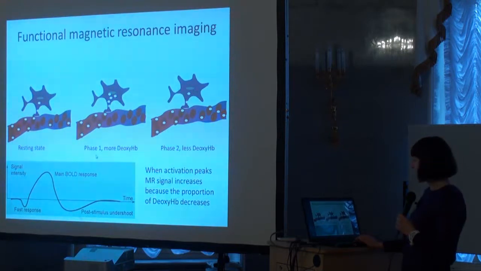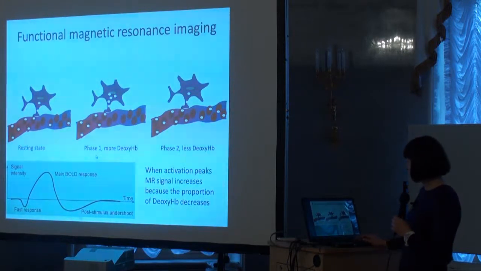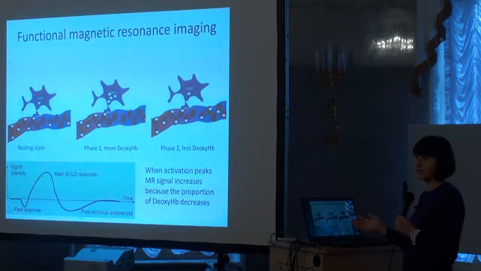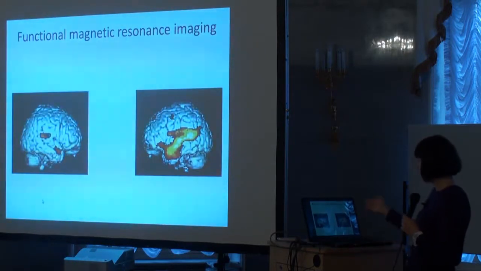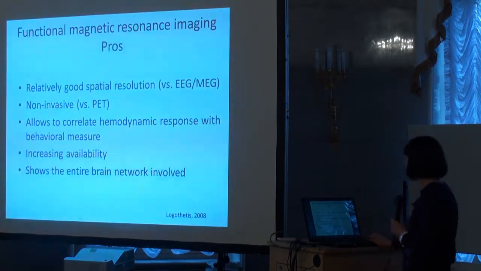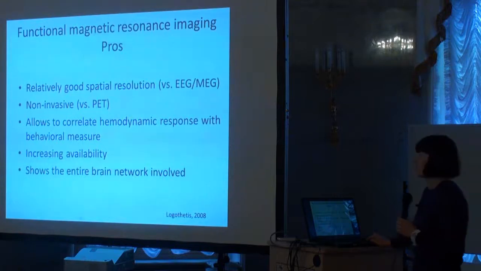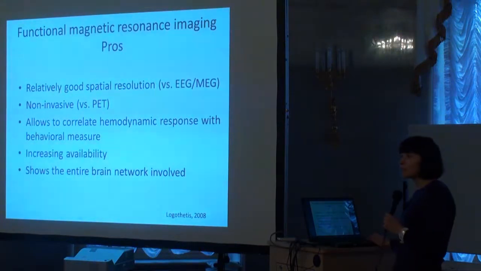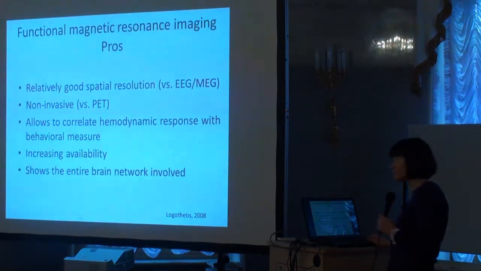So, by contrasting two conditions, the activation condition and the control condition, say resting state, we see the difference. And this is what we measure in the fMRI. And it can be visualized in pictures like this. And as with any technique, there are some pros and cons of using fMRI.